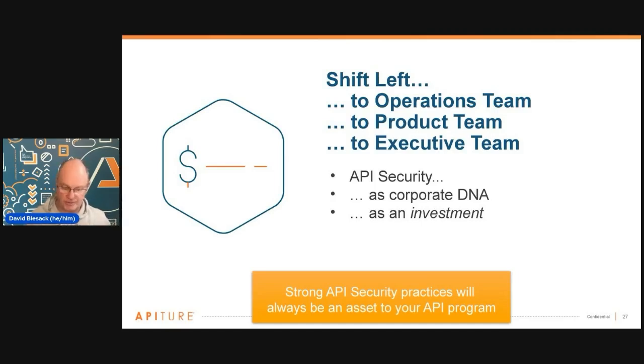And there have already been presentations at this conference that talked about the standard vulnerabilities that people see in APIs. You don't want those things happening to your company. So shifting it left to your executive team is really treating API security as an investment in your company, an investment into your value proposition as to what it is your product does, and keeping it secure is really safeguarding that investment. So it's like buying an insurance policy. And I'll say it again, as I said earlier, strong API security practices will always be an asset to your API program.